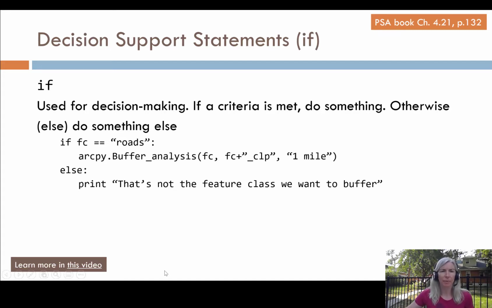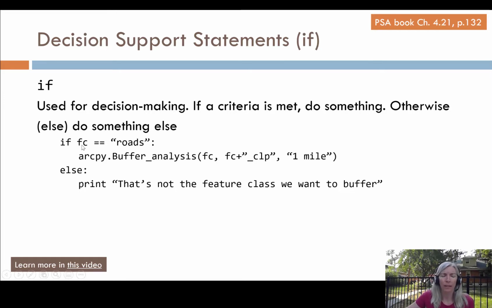So here's a really simple example. If some feature class is equal to roads, then run the buffer. If it's not equal to roads, else, then print that's not the feature class we want to buffer. Here we have just fictional data, but there are a couple of things to take note of in the way it's set up. We have our if statement, and you can have multiple conditions. You can have an if and an else. You can also have intermediate conditions with an elif.